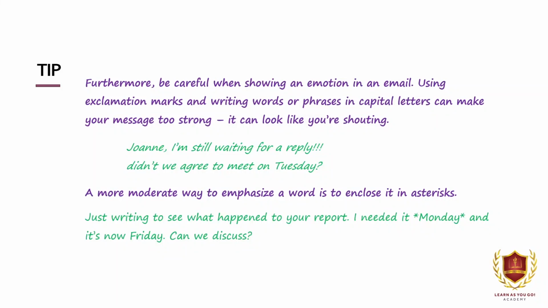Furthermore, be careful when showing an emotion in an email. Using exclamation marks and writing words or phrases in capital letters can make your message too strong. It can look like you're shouting. Example: Juan, I'm still waiting for the reply. Didn't we agree to meet on Tuesday? A more moderate way to emphasize a word is to enclose it in asterisks. Example: just writing to see what happened to your report. I needed it Monday, and it's now Friday. Can we discuss?